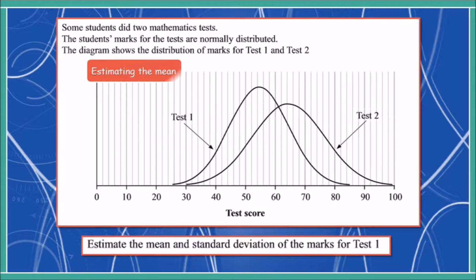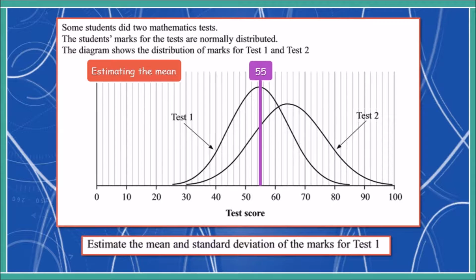So let's estimate the mean. What do we know about the bell curve? Well, we know it's symmetrical across the mean, so bang in the center is where the mean lies. If you look closely at the top of the graph, we can see that the center lies around there, about 55. So this is just an observational question.